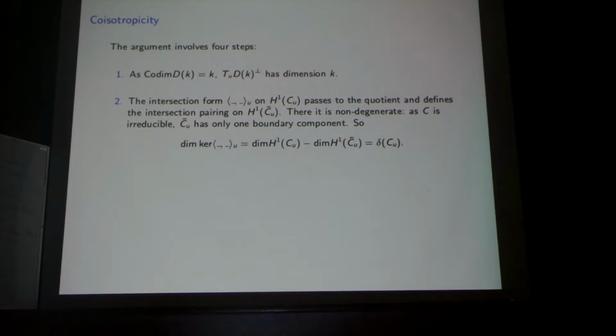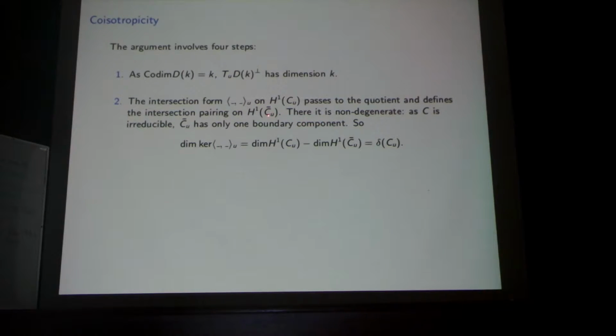The key topological ingredient is that the intersection form on the cohomology passes to the quotient and defines the intersection pairing on the cohomology of the normalization. So remember, there's a map from the cohomology of C mu to the cohomology of the normalization. It doesn't go in the opposite direction. So H1 of C mu bar is the quotient of H1 of C mu by the kernel of n upper star, where n is the normalization. So it's not obvious that this should be the case, but it's a fact.